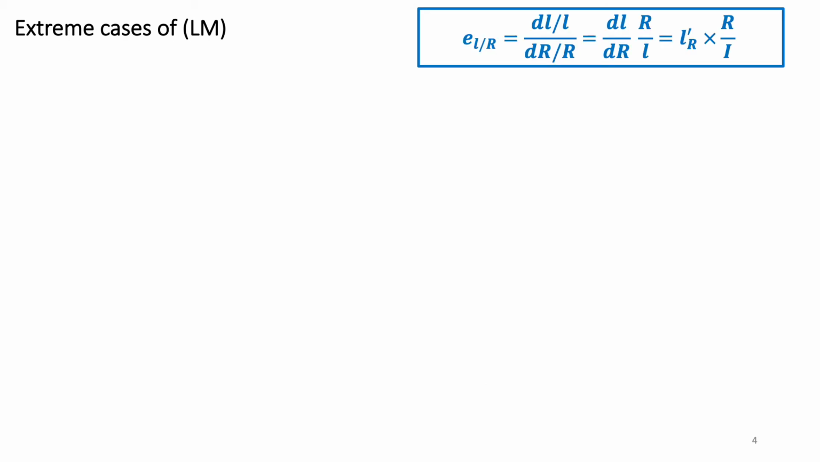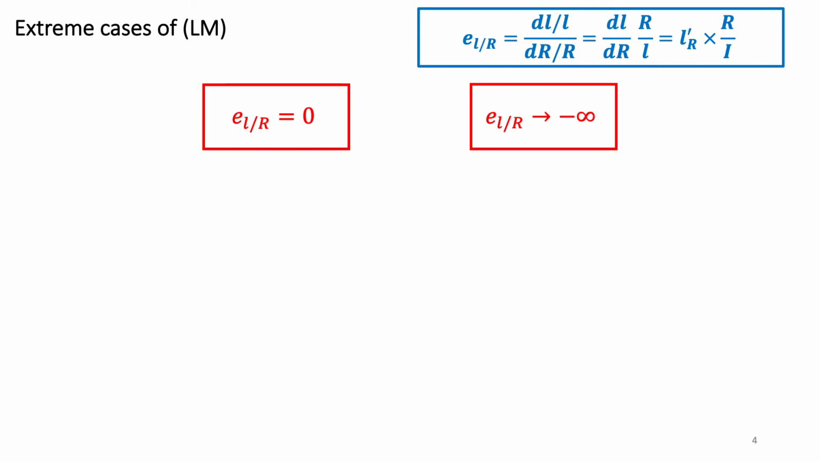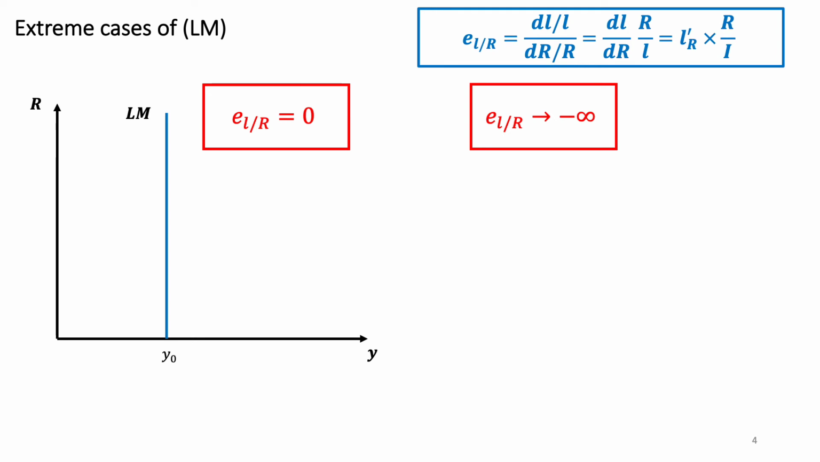Let's now look at the extreme cases of LM. Here, everything will depend on the elasticity of the demand for money with respect to the interest rate. First extreme case, when the elasticity is equal to 0. In this case, LM is vertical.